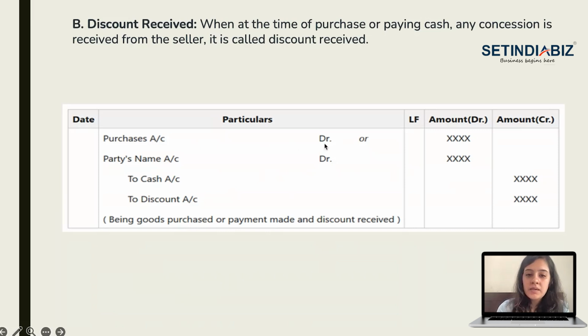Purchases account being debited, it is my direct expense. Expense increases, it will be debited. Or party's name, when I'm purchasing it on credit and still I'm getting the discount.